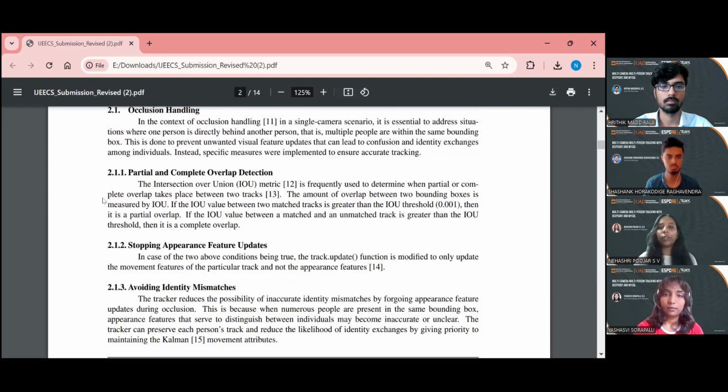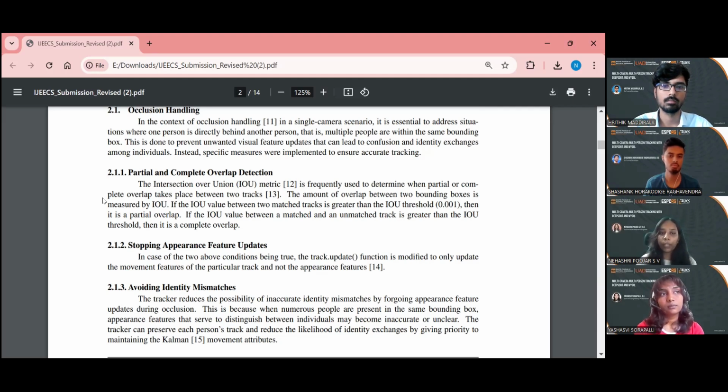Partial and complete overlap detection. The intersection over union metric is used to determine when partial or complete overlap takes place between two tracks. The amount of overlap between any two bounding boxes is measured by the IOU. If the IOU value between the two matched tracks is greater than the IOU threshold, then it is considered a partial overlap. And if the IOU value between a matched and an unmatched track is greater than the IOU threshold, then it is considered a complete overlap.